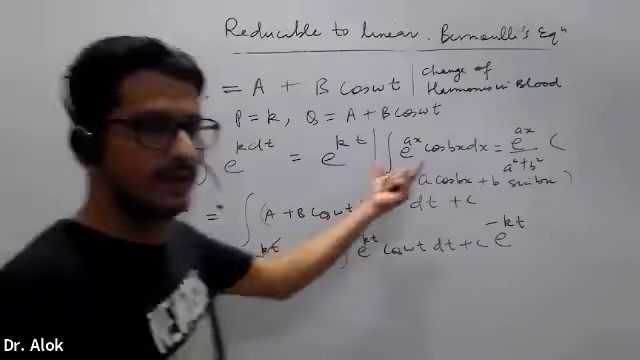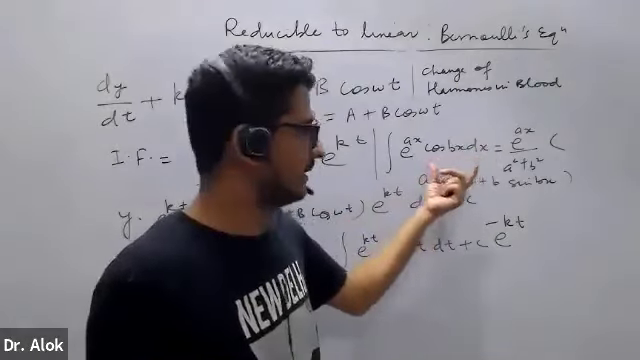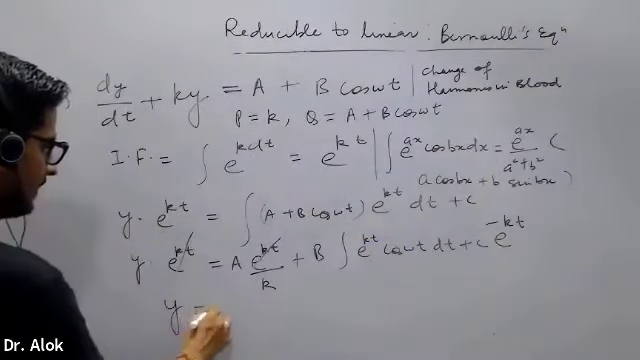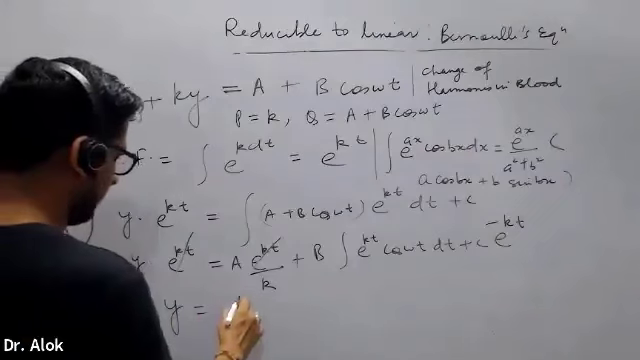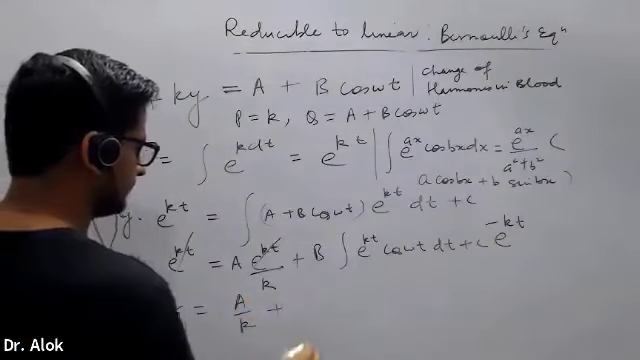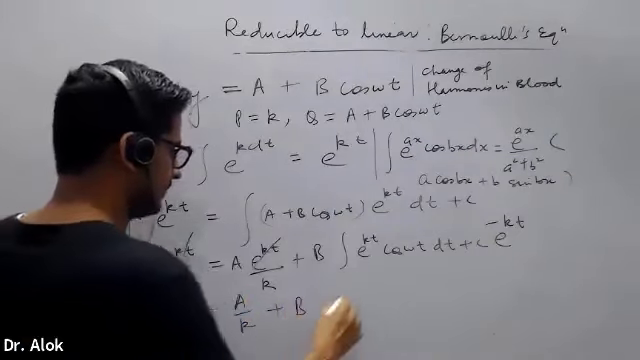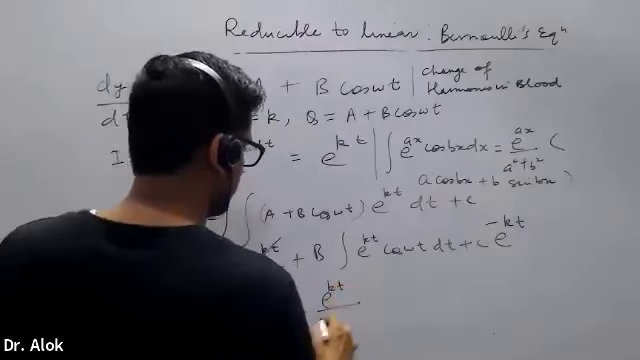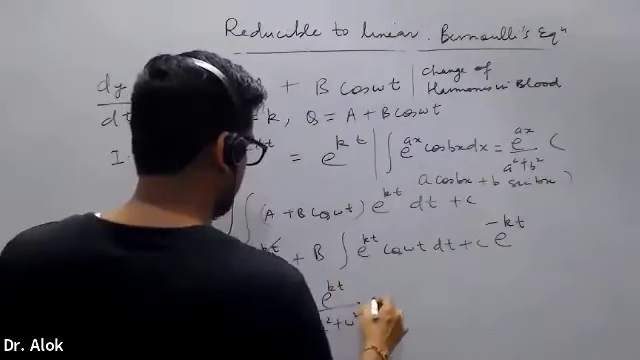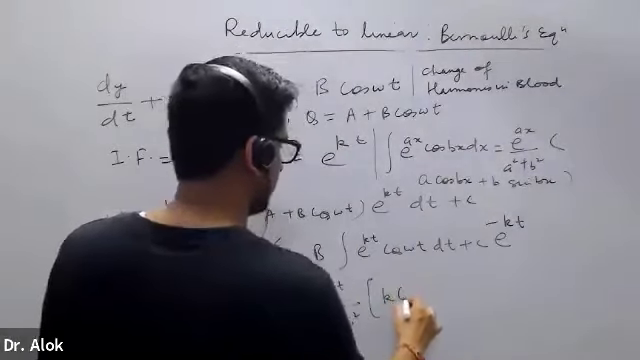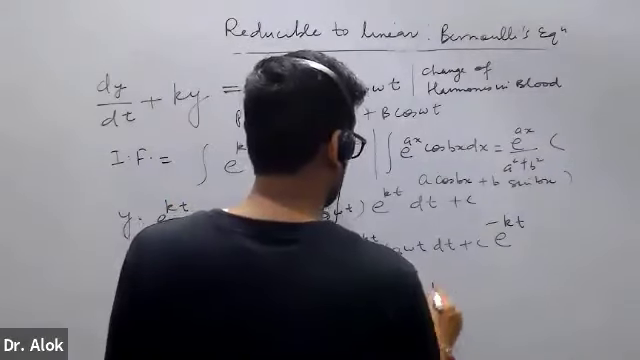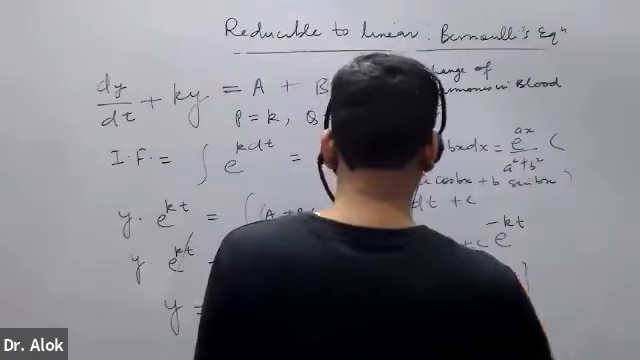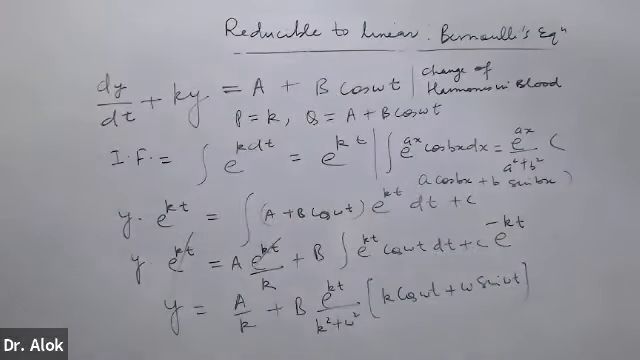So whatever formula you have seen, they are used frequently, and this will become y is equal to a by k plus b times e to the power kt over k square plus omega square, a cos omega t plus b sin omega t. This is the final solution.